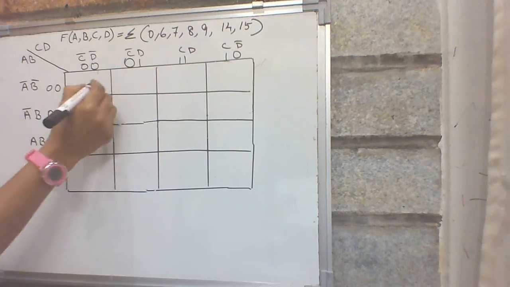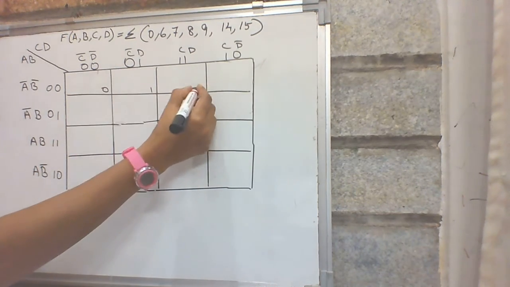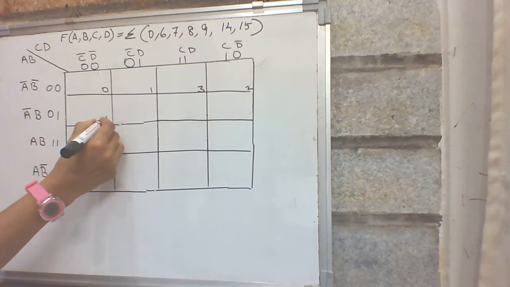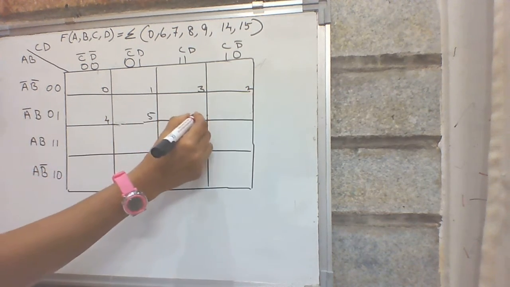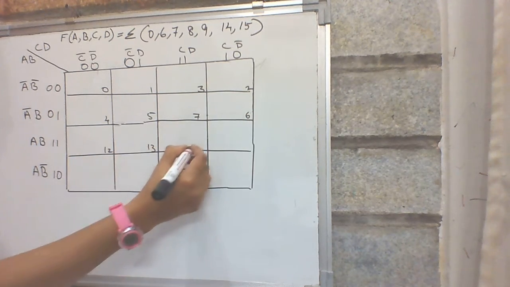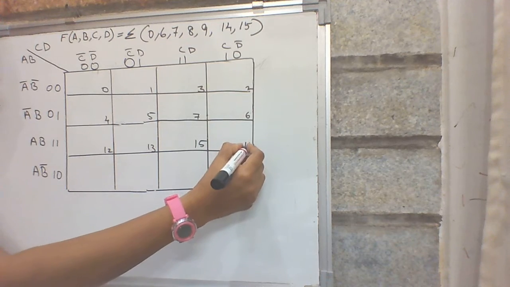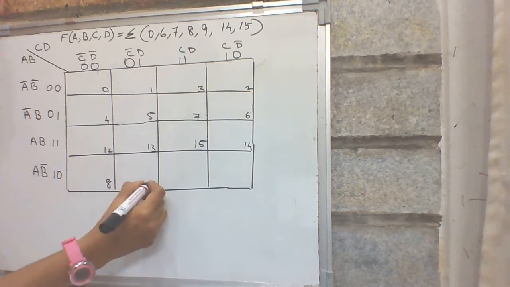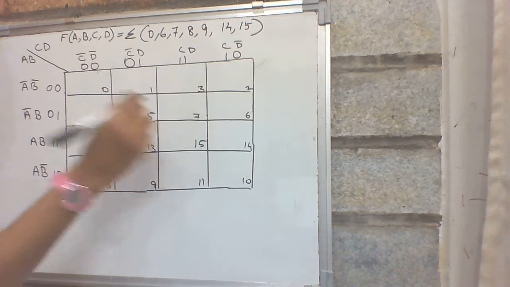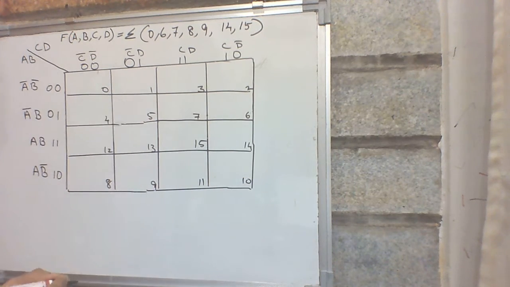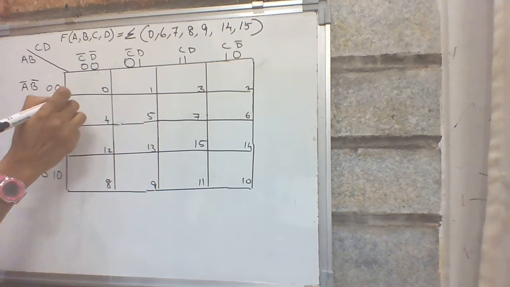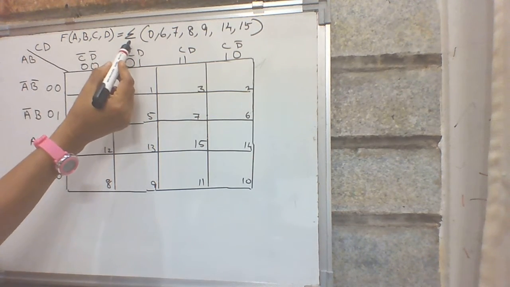Then these numbers 0, 1, 3, 2. Then what are the next numbers? 4, 5, 7, 6. 12, 13, 15, 14, then 8, 9, 11, 10. These numbers you should write in small size in the bottom right corner of each cell with pencil. Then next, check the question.